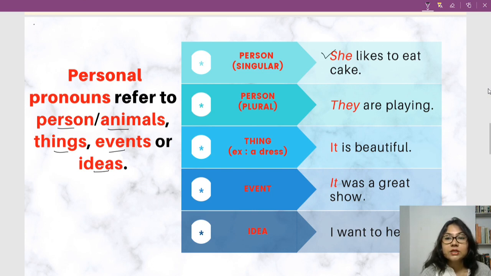She likes to eat cake. Singular person, so it is she and it's feminine. If the person is plural, we can say they are playing, they. If it's a thing, for example, a dress, you can say it is beautiful. Over here, it is the pronoun. If it's an event, you can say it was a great show. If it is an idea, then you can say I want to hear it. So these are the types of personal pronouns that I have given in the example in the list.